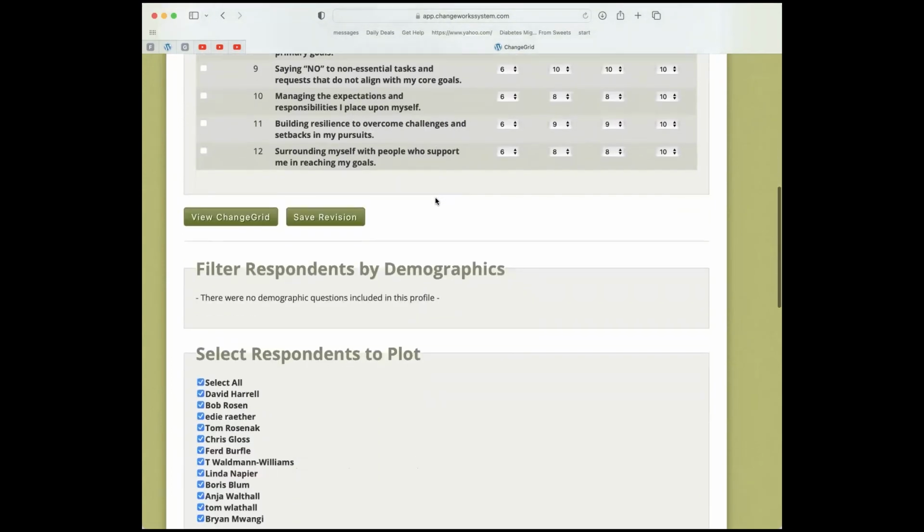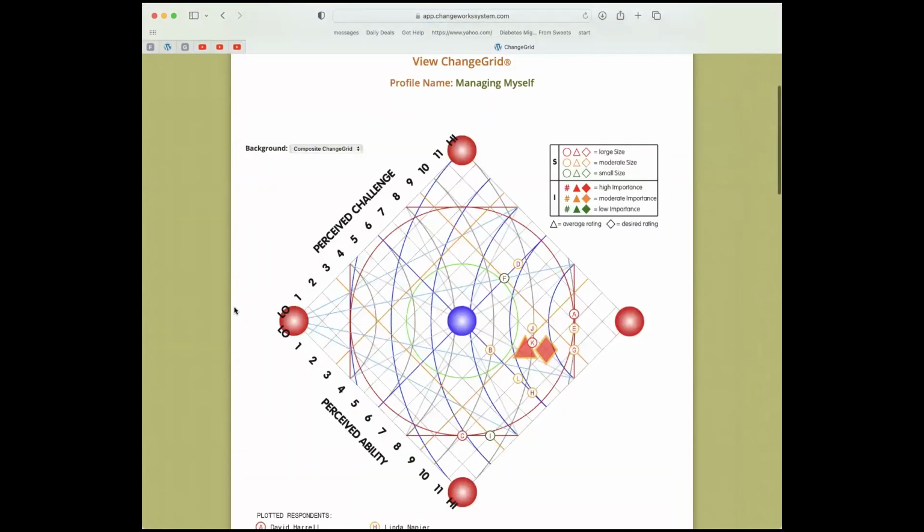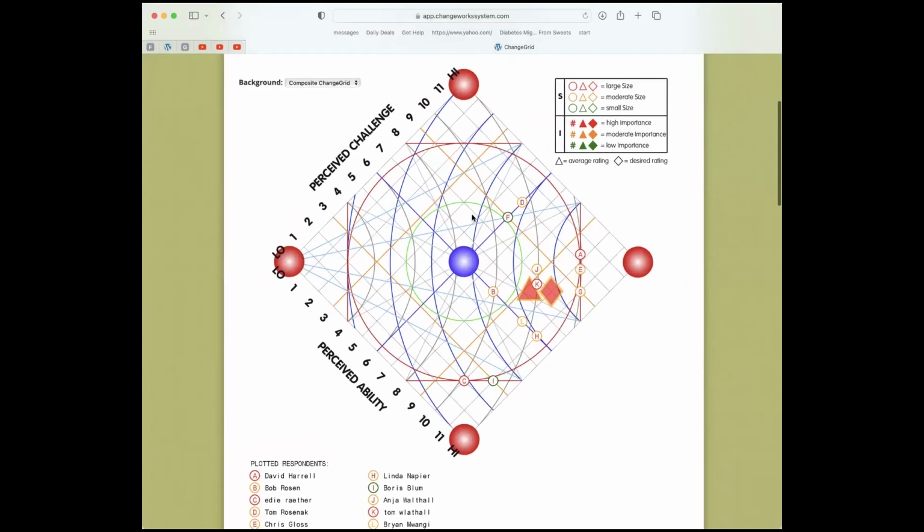So let me go ahead and view the change grid. Just as a reminder, so you guys know what you're looking at, this is the change grid composite, so all the layers all at once. You will see that there is a large triangle and there is a large diamond. The diamond is the ideal location on the change grid. And in the case of this particular activity, the ideal location would be an analytical driver.